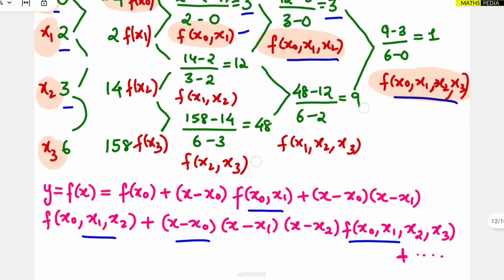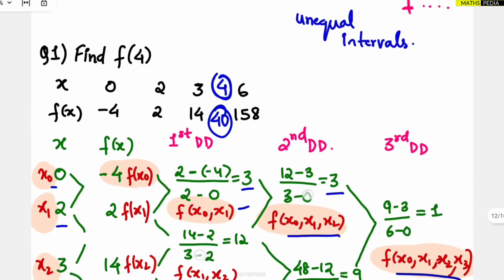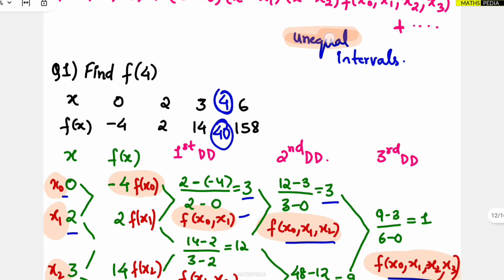Okay. So this is how we have to find it out whenever unequal intervals come. This is an important thing: unequal intervals means we have to go for divided difference. One more formula is there, Lagrange, we will understand that also in the upcoming videos.